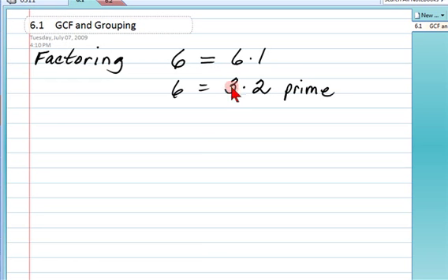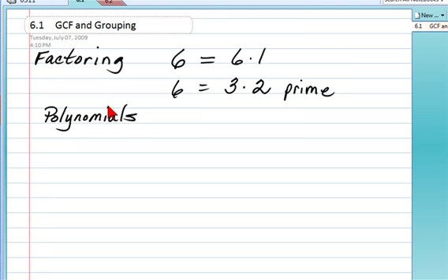How can you get 3? There's only one way. 3 times 1. 2, there's only one way to get 2. 2 times 1. This is the prime factorization of 6. Now, you're not going to need to do prime factors of numbers in here. You're going to be finding prime factors of polynomials. So we'll be moving into talking about factoring polynomials.